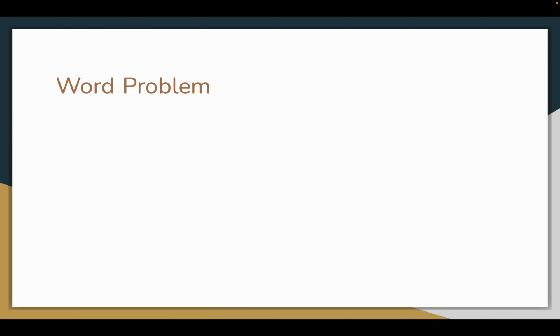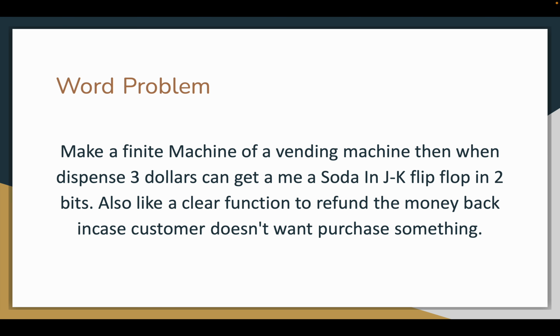So our word problem for today is make a finite state machine of a vending machine, so that when you put in $3, it can get me a soda. And I want it to be in JK flip-flops in 2 bits. It will also have a clear function to represent the refund money, as you see on a regular vending machine.